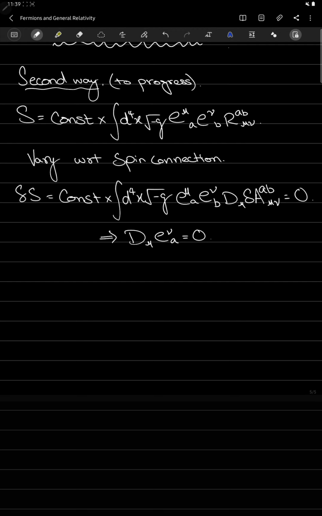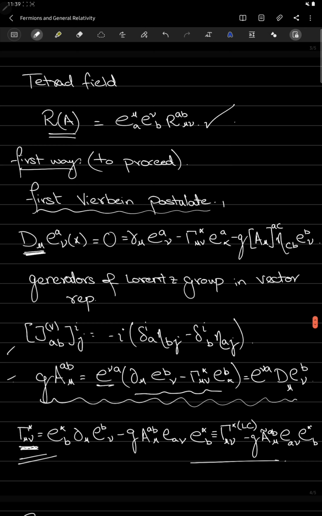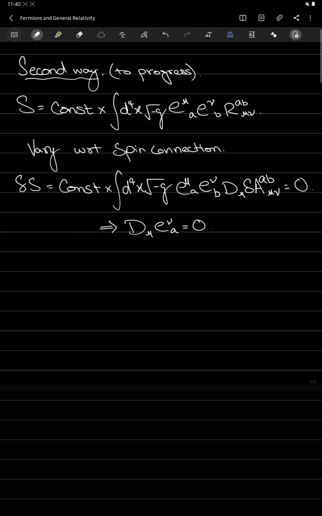And there's something funny here, because if you remember, over here we used the first Vierbein postulate, and that was the first way to proceed. And what was the first Vierbein postulate? It was that the covariant derivative of the tetrad field is zero. And over here, we took an action that was a pretty good action for our case, and we arrived at the same result. We arrived at the first Vierbein postulate. This means that our choice of this action seems to be rather a simplification, right?